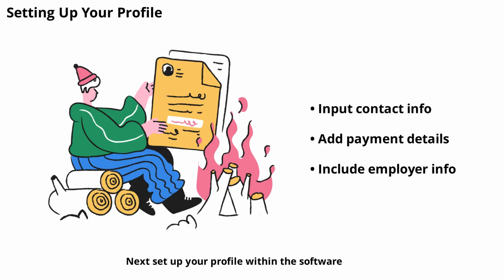Next, set up your profile within the software. This typically includes entering your contact information, payment details, and any relevant business information. If you're reimbursing expenses for work, add your employer's details as well. Double-check all information for accuracy, as this will appear on your invoices. A complete profile helps ensure smooth communication and payment processing later on.